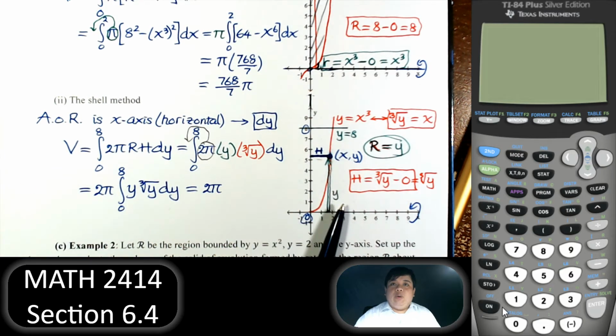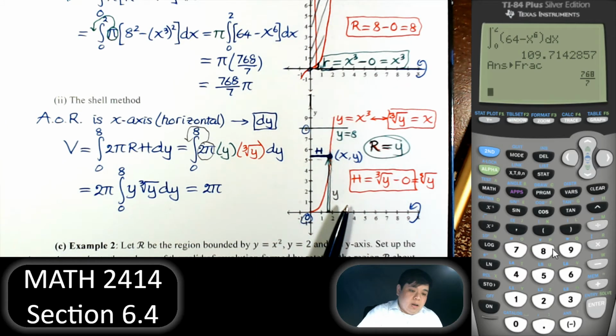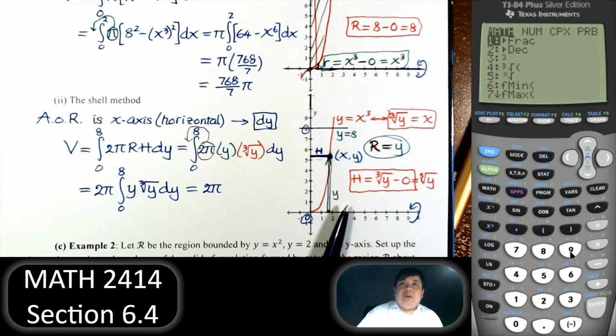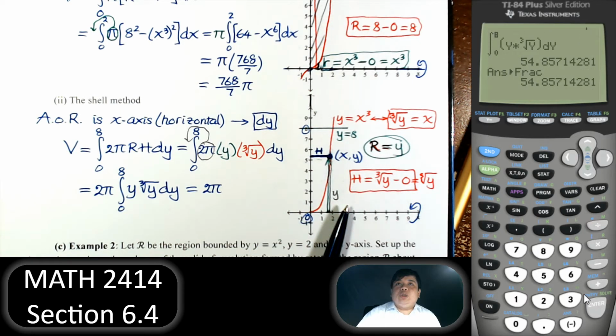I'm just going to use a calculator here. Math, number 9, that goes from 0 to 8. Y times cube root, math, option number 4, of y, dy, and that is something. Convert to fraction. Shoot.